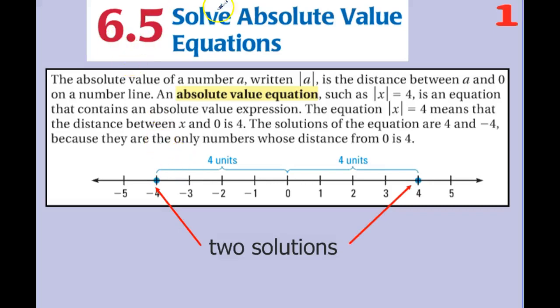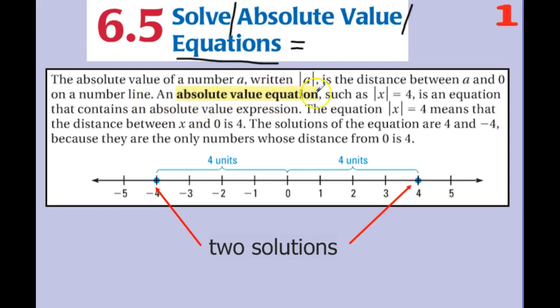Good morning. Today we are solving absolute value equations. So we're going back to when we have an equal, but we're looking at our absolute value, which is our shower door. It says the absolute value of a number A, written as absolute value of A, is the distance between A and 0 on a number line.